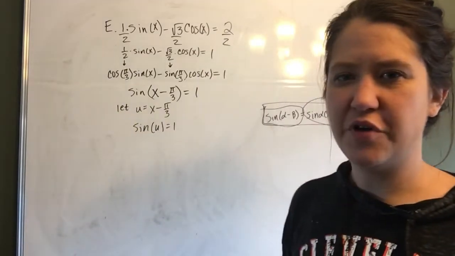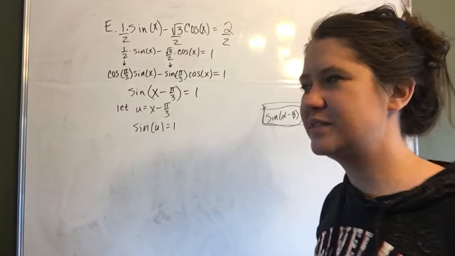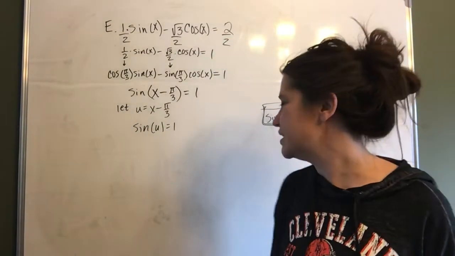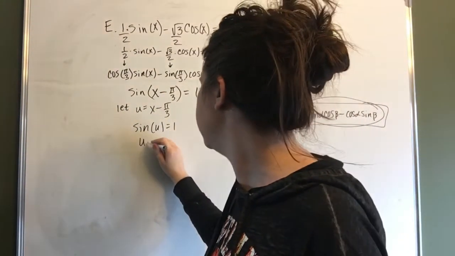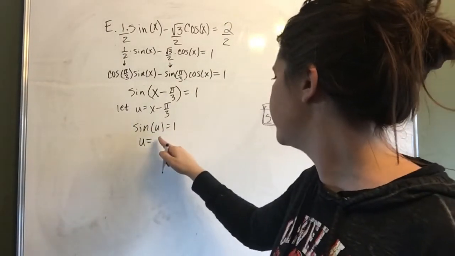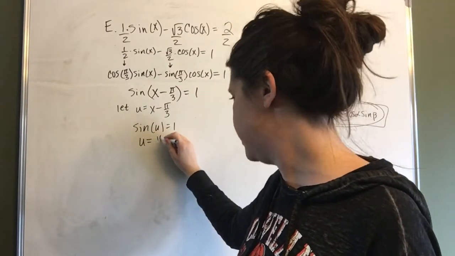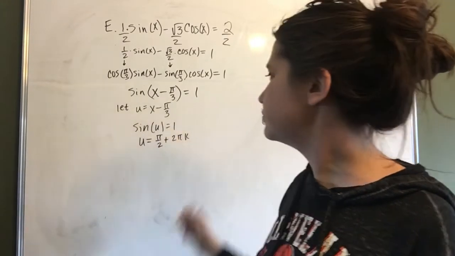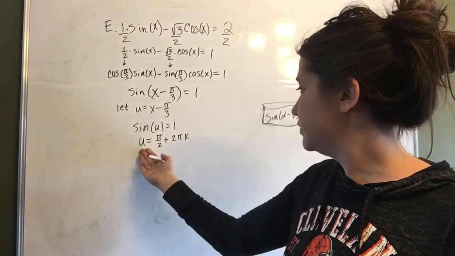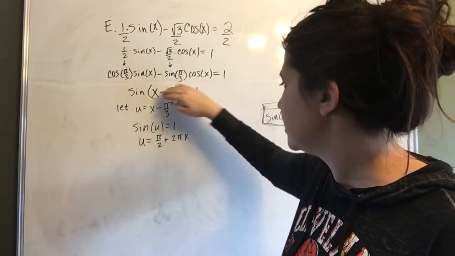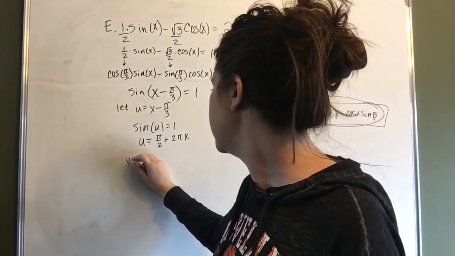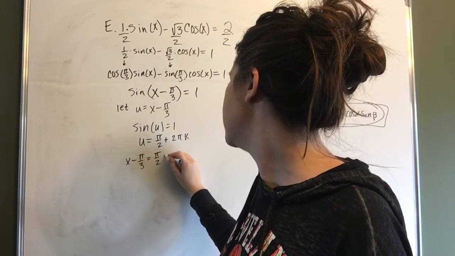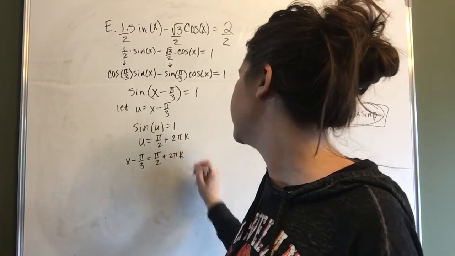So you're asking yourself, all right, where does sine equal 1? Where does the y-coordinate equal 1 on the unit circle? Doesn't that just happen at the top of the unit circle? And that's it, right? So we're going to have u is equal to pi over 2 is the angle, plus 2 pi k. That's solving for u. We have to now put the x back into the problem. So really we have x minus pi over 3 is equal to pi over 2 plus 2 pi k.